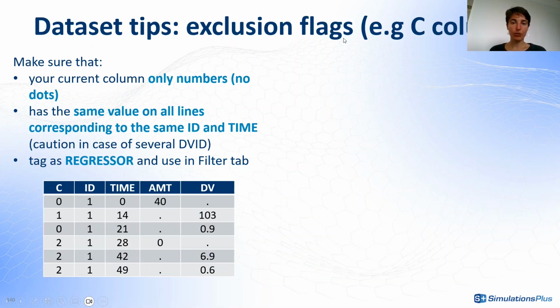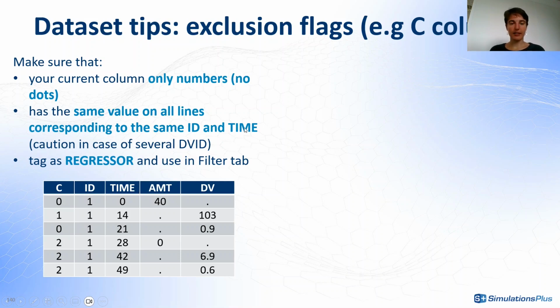Second point is about exclusion flags. For example, if you have a C column. So I have already touched a bit on this when I talked about the filters. So first, make sure that your column has only numbers and no dots. If your column here, for example, the C column, has the same values on all lines corresponding to the same ID and same time, and be cautious, that's not always the case if you have several DVID. But if it's the case, you can tag it as a regressor, and then you use it in the filter tab. And then you have all the flexibility to filter only value 1 or only value 2, etc.